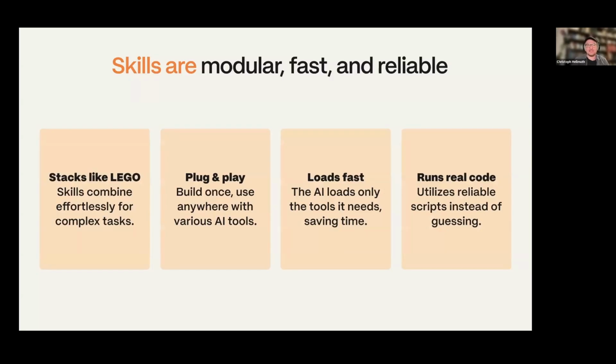Now, what makes skills so powerful is that they're modular, fast, and reliable. They can be stacked like Legos, meaning a prompt doesn't only need to have one skill, but you can combine them. For example, you could combine an accessibility skill and a web design skill, and it would become even more powerful. They're also plug and play, which means if you ever create a great skill, you can just copy and paste it, give it to your coworker, give it to the community, and everybody benefits. Then they load super fast and don't take a lot of tokens to load.